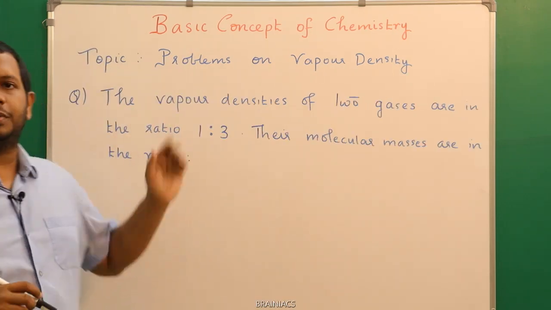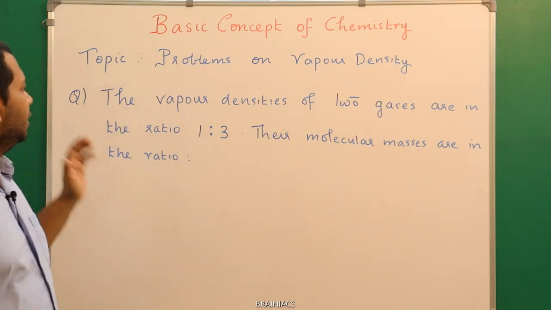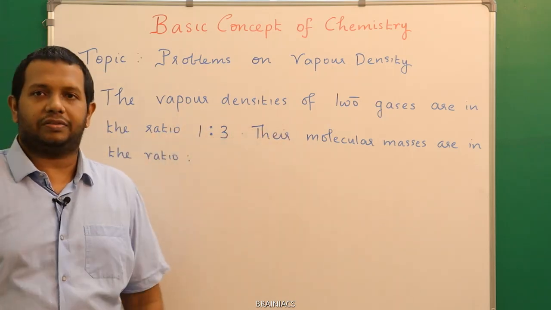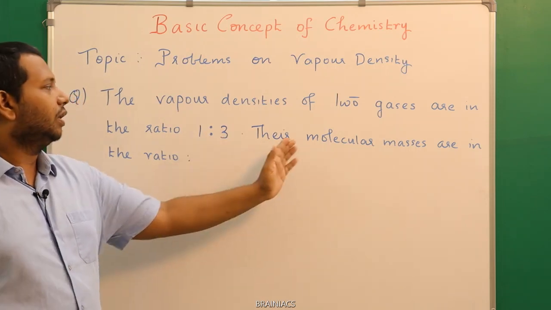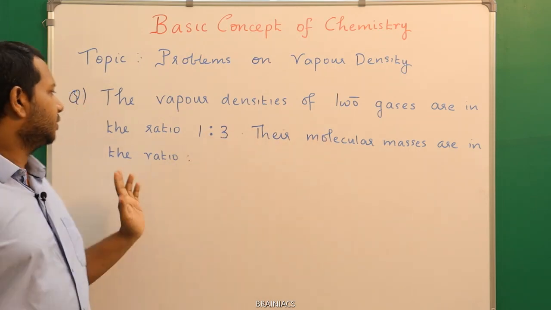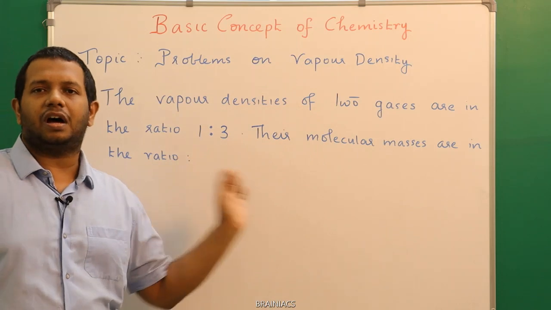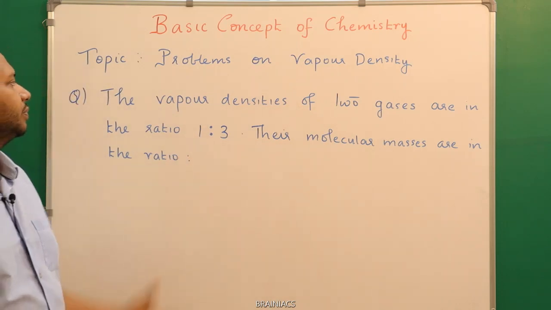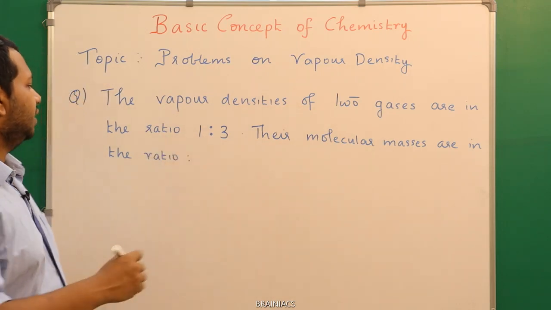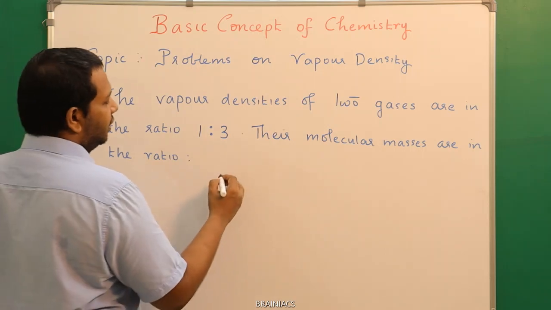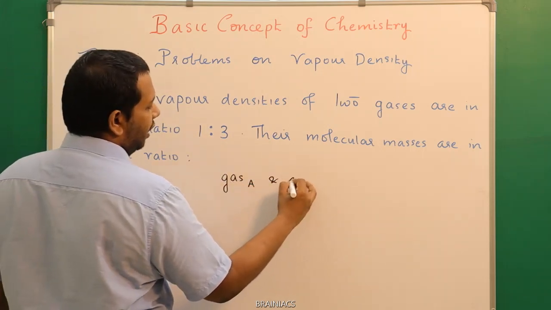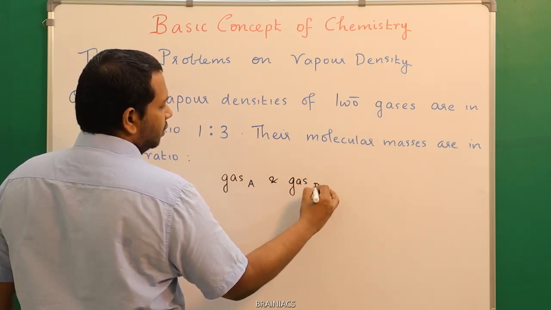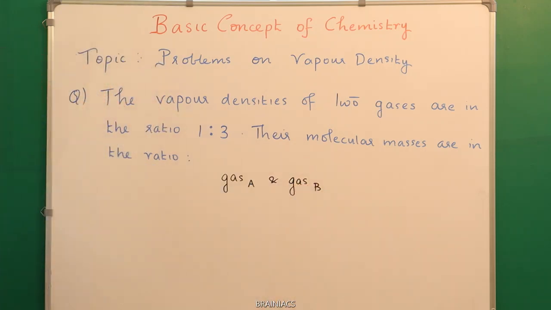Okay, so I hope you could see the new question here. The vapor densities of two gases are in the ratio 1:3. Calculate the molecular masses ratio. Their molecular masses are in the ratio, that is what they are asking. So we say the two gases, let it be gas A and gas B. We don't know, so we assume gas A and gas B.